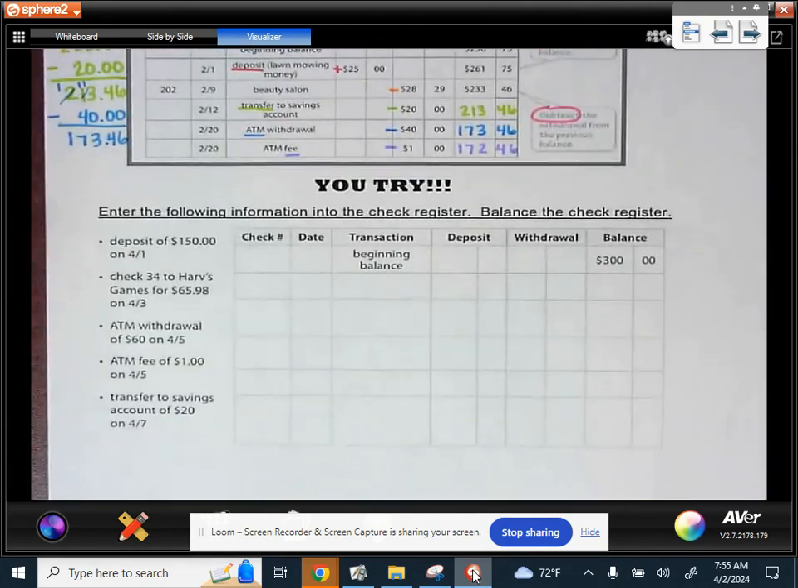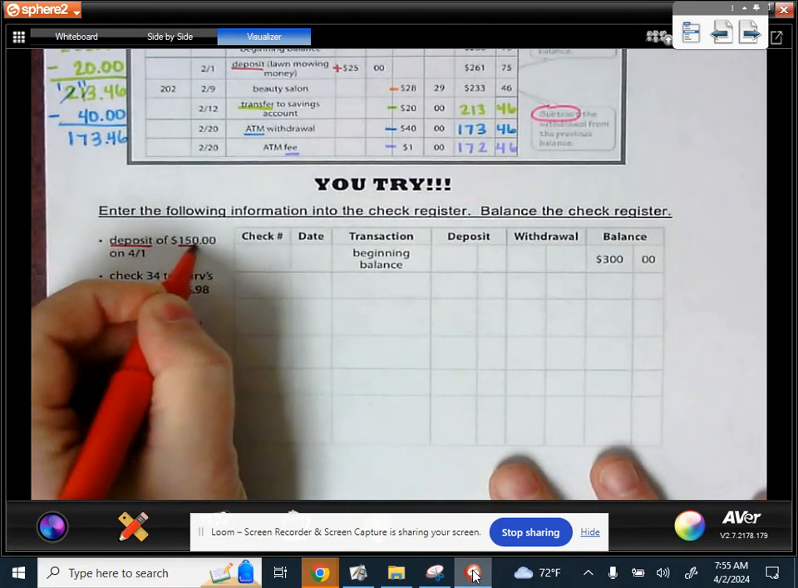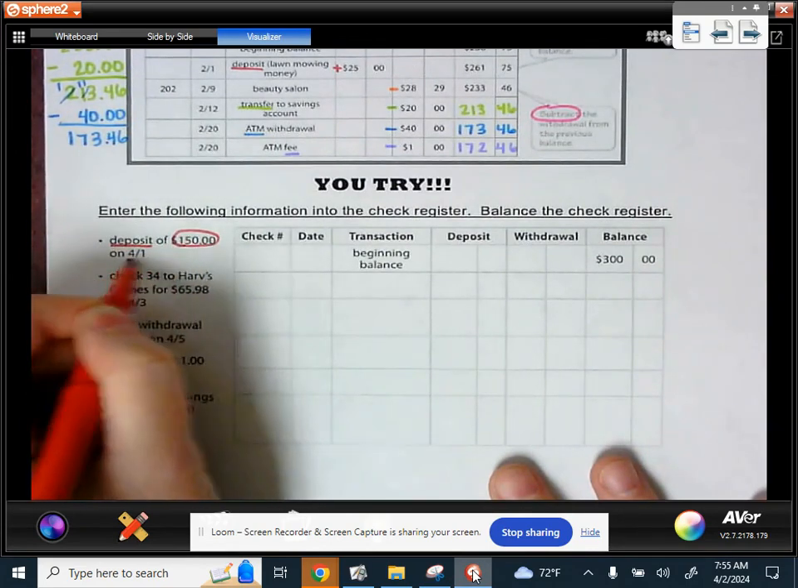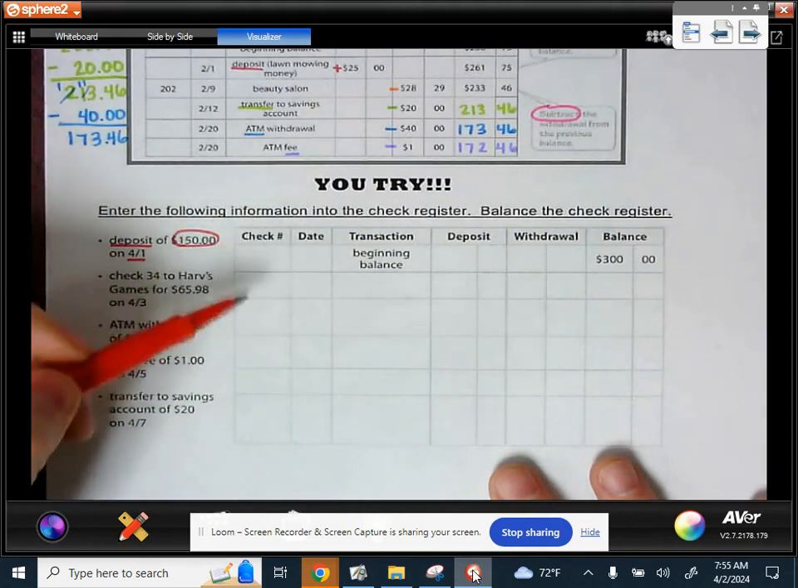Okay, so here's one for us to try. The beginning balance was $300. And then it says there's a deposit of $150 and it gives us the date. If it's not a check, you leave the check number blank. So we're not going to put a check number for this first one.